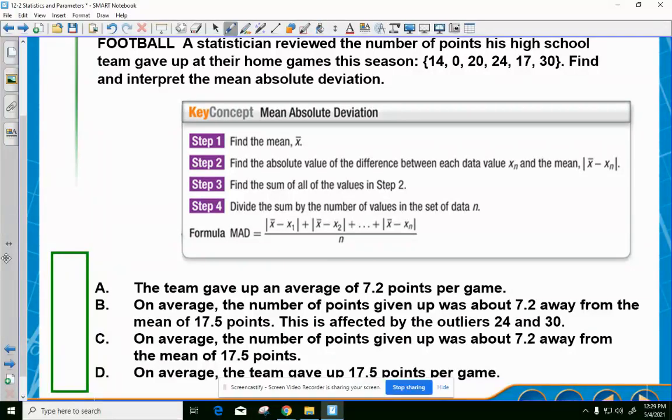Okay. Andrew, you all right back there? Yeah. So step number 1, I need the average. Add them all up. What do you get for an average? 105. And 105 divided by 6. So 105 divided by 6 is an answer of, okay, so on average, they're giving up 17 and a half points per game. Points per game, PPG.